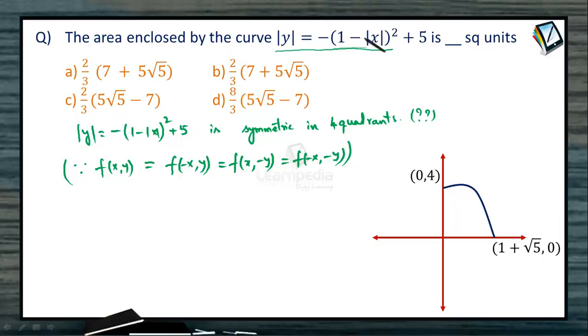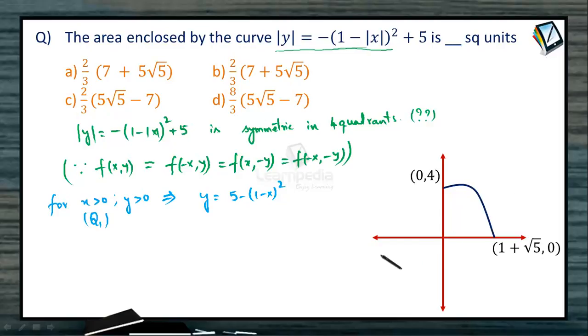So can we first try to plot the graph of this in the first quadrant? For x greater than 0 and y greater than 0, that is, we are talking only about the first quadrant, how will be the function? y = 5 - (1 - x)², right? This is clearly a parabola cutting the y-axis at (0, 4) and x-axis at (1 + √5, 0). Now as the graph is symmetric in all four quadrants, this is the graph only in the first quadrant.